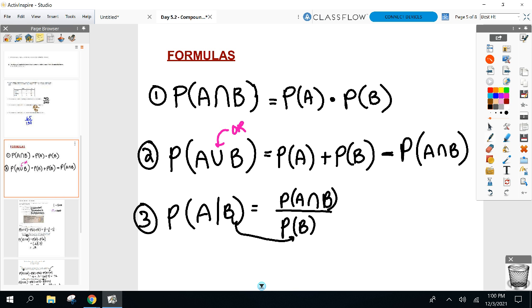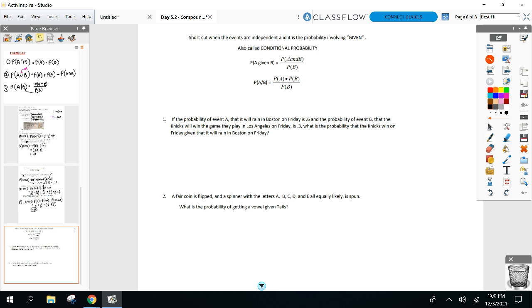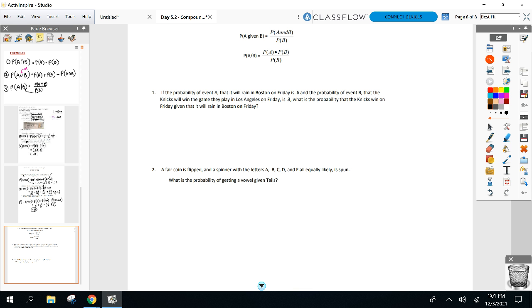Two more, and then we're going to do a little practice right up to the bell. And there are the formulas again. Oh, there's my good old Boston and Knicks problem. Ready? What's the probability the Knicks win on Friday, given that it will rain in Boston on Friday? If I'm going to write this in my symbols I've been using all class, Knicks win on Friday, I represented that as W. Given, what do you want me to write? Vertical line. It rained in Boston on Friday, my R.